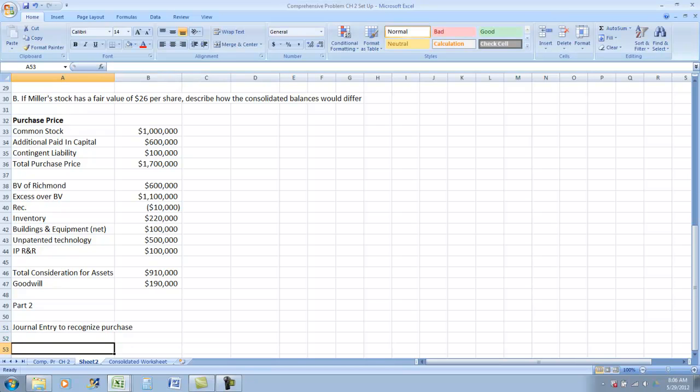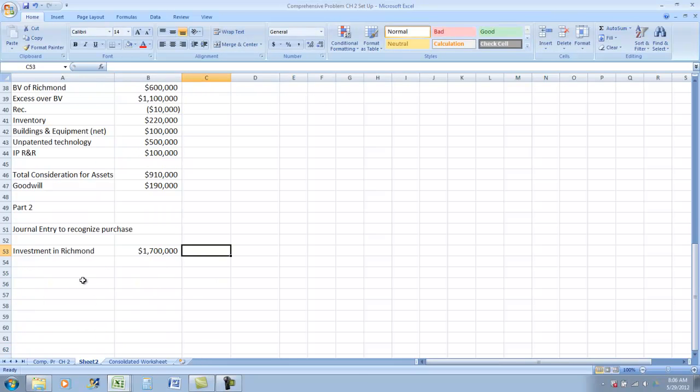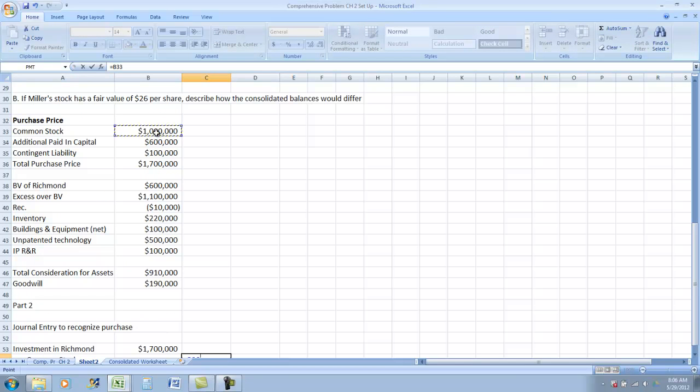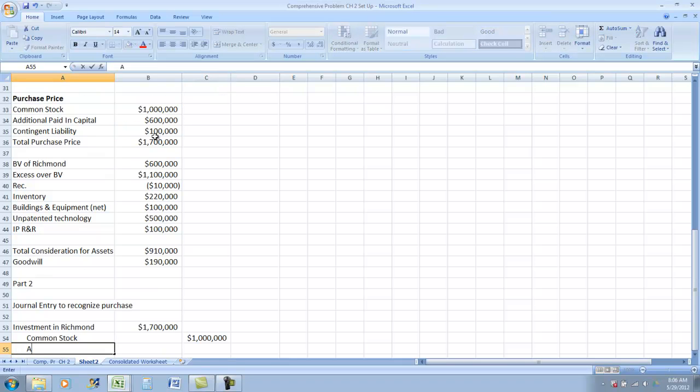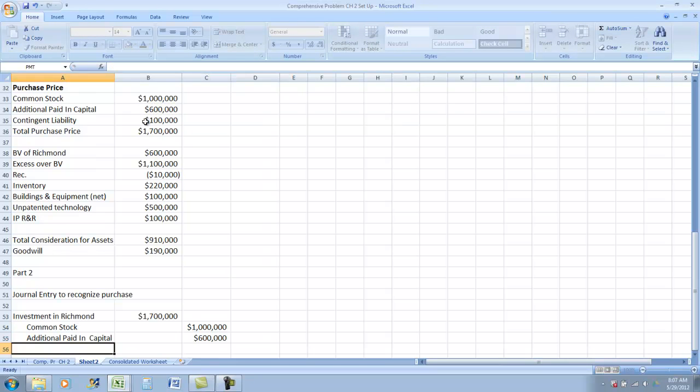So, we recognize the purchase. We call it investment in Richmond, and it's the total purchase price. And then on the other side of this, we have common stock, additional paid-in capital, and contingent liability.